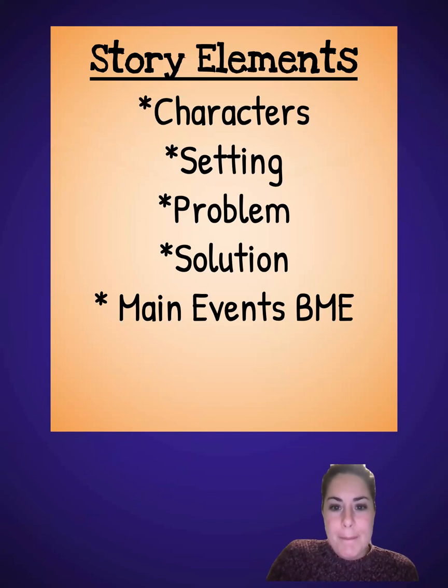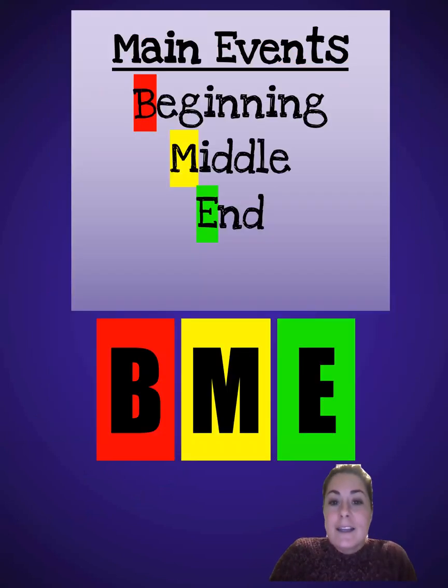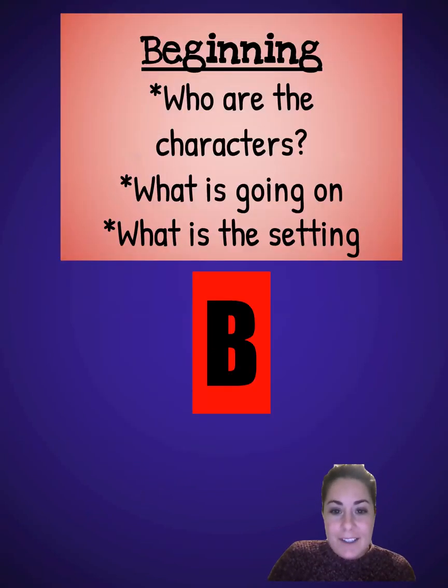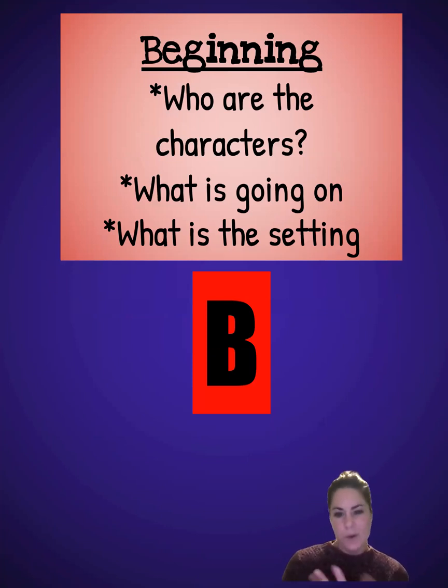So beginning, middle, end. All our story elements are parts of a story. We've been talking about characters and setting and problem and solution and main idea and main events, the BME. The beginning is where we figure out who the characters are, maybe the main character, what's going on, what the setting is, where it's taking place. You get a feel for the story right in the beginning.